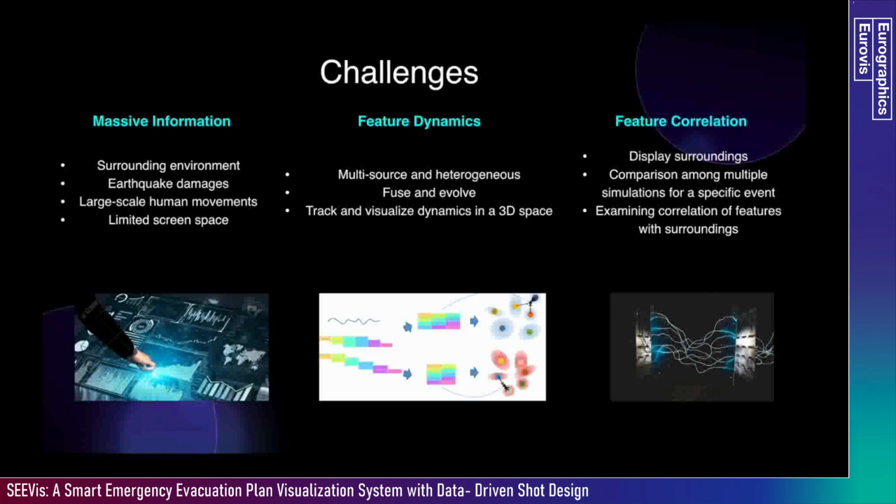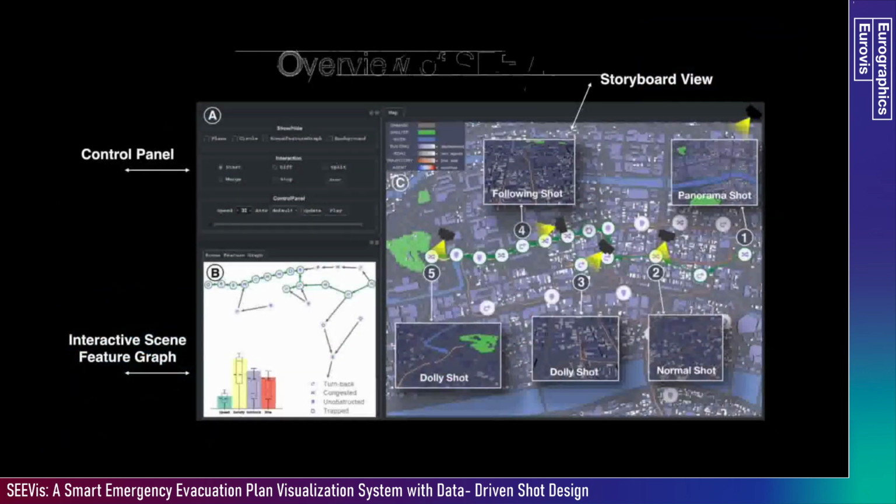Second, a feature in the data may fuse and evolve. Planning a way to check the feature dynamics is also a challenge. Third, conventional visualizations often ignore the correlations between features and other attributes. Therefore, it is hard for users to identify the factors that may hinder a smooth evacuation. So in this work, we propose a novel visualization system, CVIS.